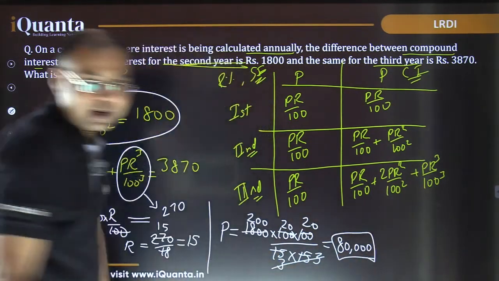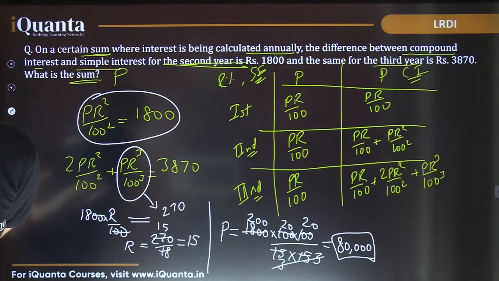So 80,000 is the right answer. Many of you have already found. Yes, exactly. Okay, moving to next question now. It is clear to everyone?